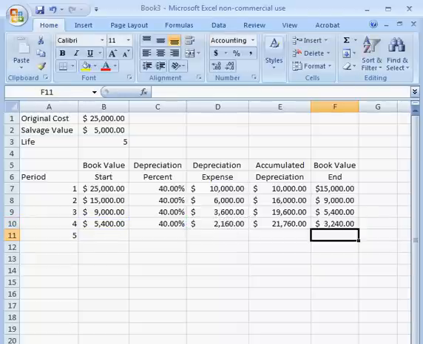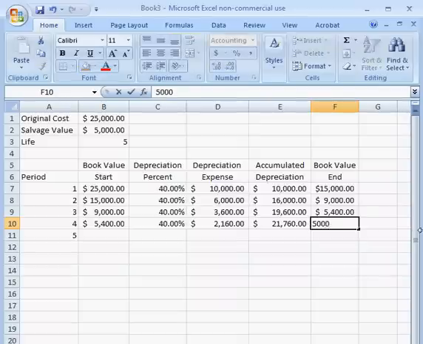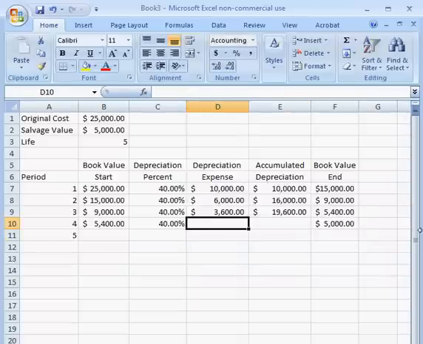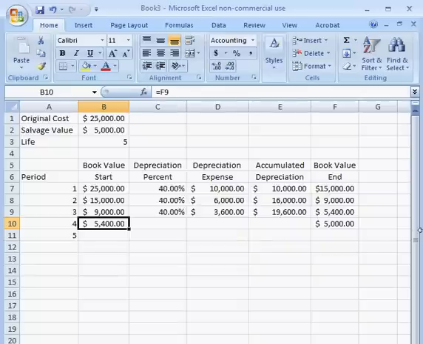The book value at the end is $3,240. You never want to allow this number to get any lower than your salvage value. The lowest we can go here is $5,000. So for that reason, we're not going to use a 40% depreciation percent for period 4. So how we want to calculate this is, because we know that $5,000 is the lowest that we want to go, let's type in what we know. So the book value at the end of this period is $5,000. Let's get rid of this because we can't use this information. We will keep the $5,400 as the book value at the start because that's what we ended with over here.